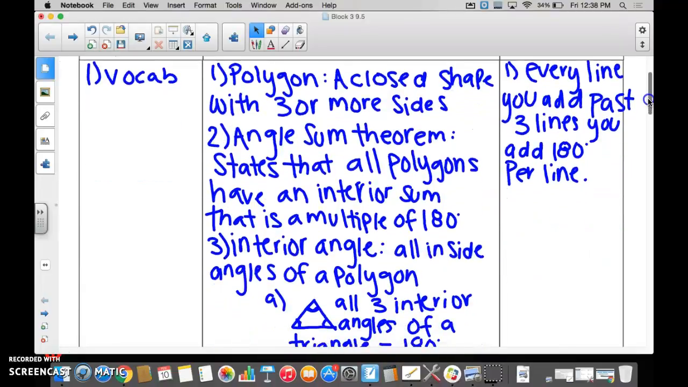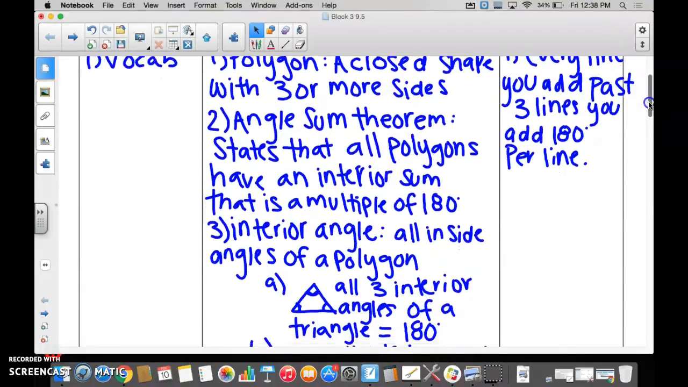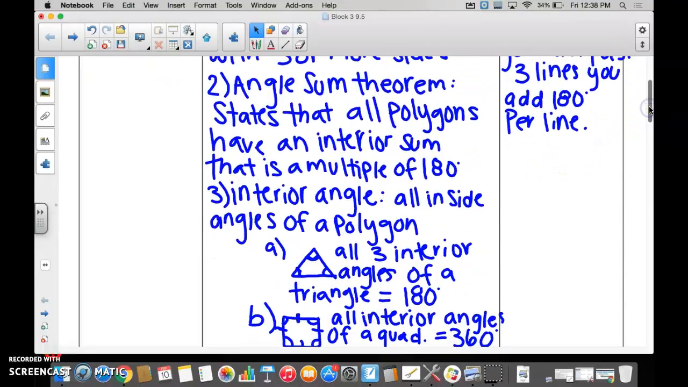All right, so we said a polygon is a closed shape with 3 or more sides. Triangle would be the smallest that it could be. Your angle sum theorem.